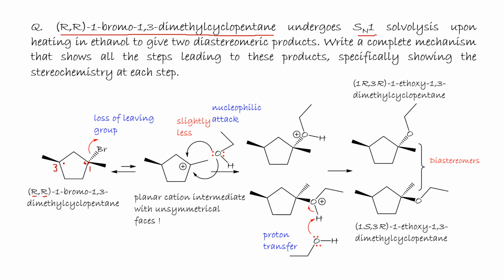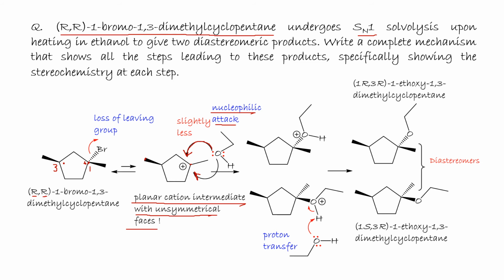This is an sp3 carbon. Dissociation or loss of the leaving group will lead to the sp2 planar carbocation intermediate with unsymmetrical faces. The face up is not the same as face down. Face up will have the methyl group up, and down will have hydrogen. So the nucleophilic attack in the next step will attack the carbocation from up or from down.